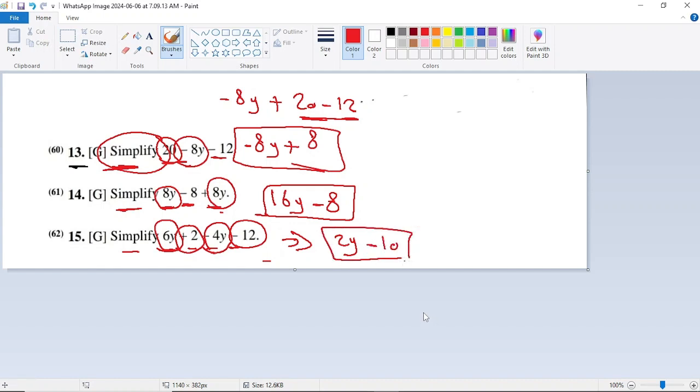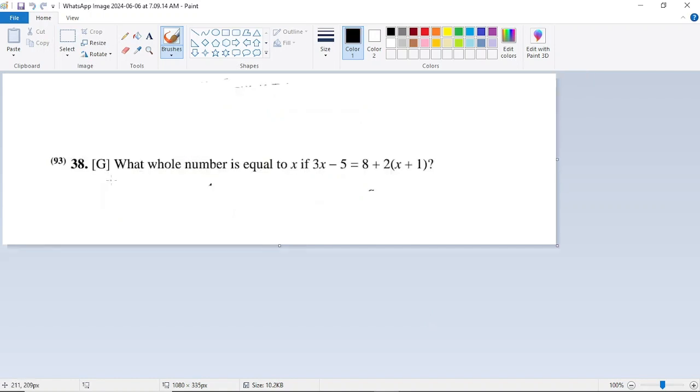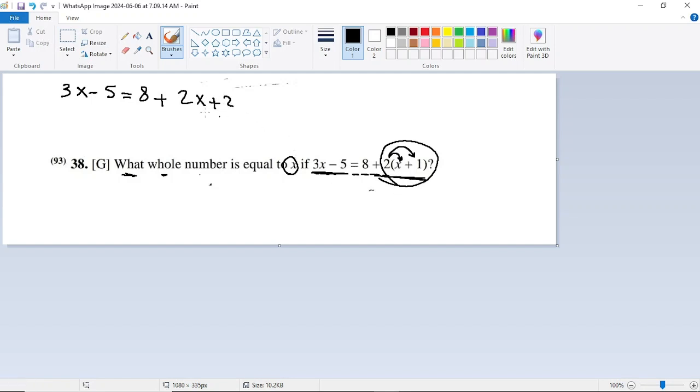So this is the equation. Now, what whole number is equal to x if 3x minus 5 equals 8 plus 2(x plus 1)? So I have here 3x minus 5 equal to 8 plus this 2(x plus 1). I multiply 2 by x plus 2 by 1, so it will be 2x plus 2, right? 2x plus 2 plus 8.